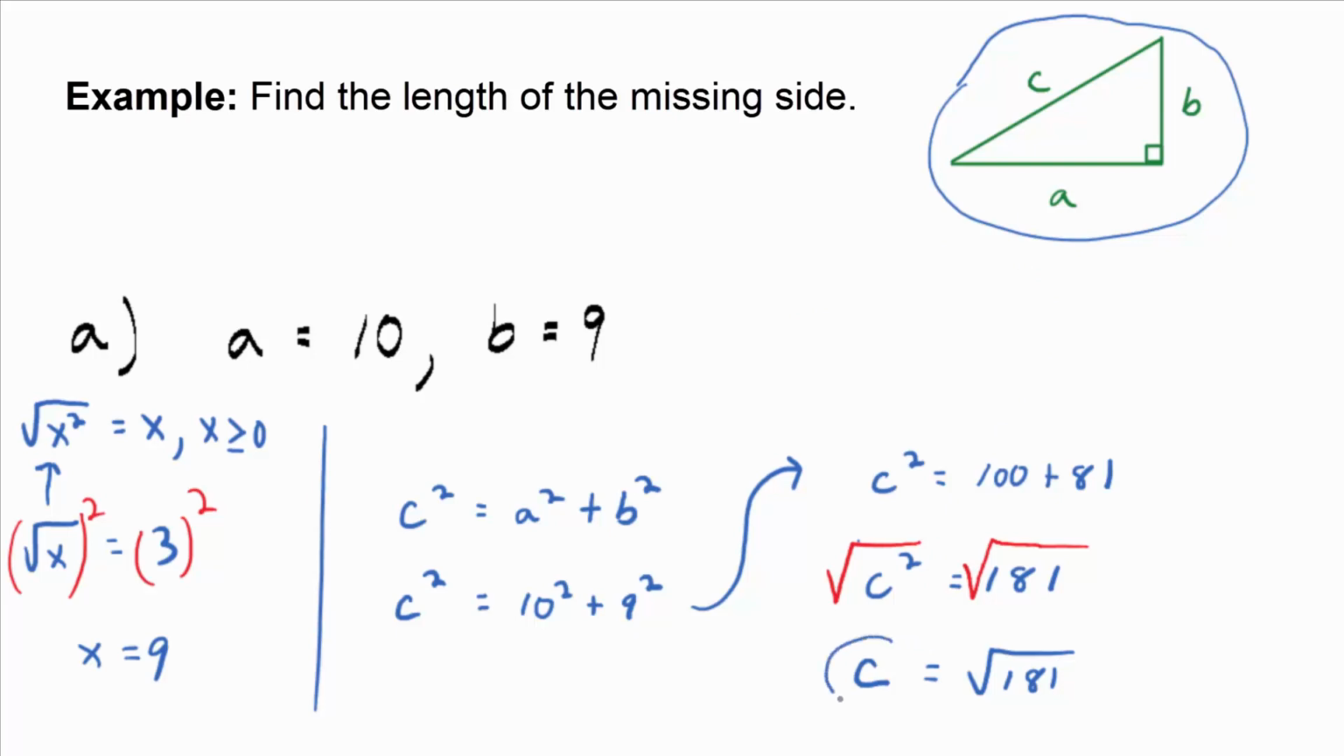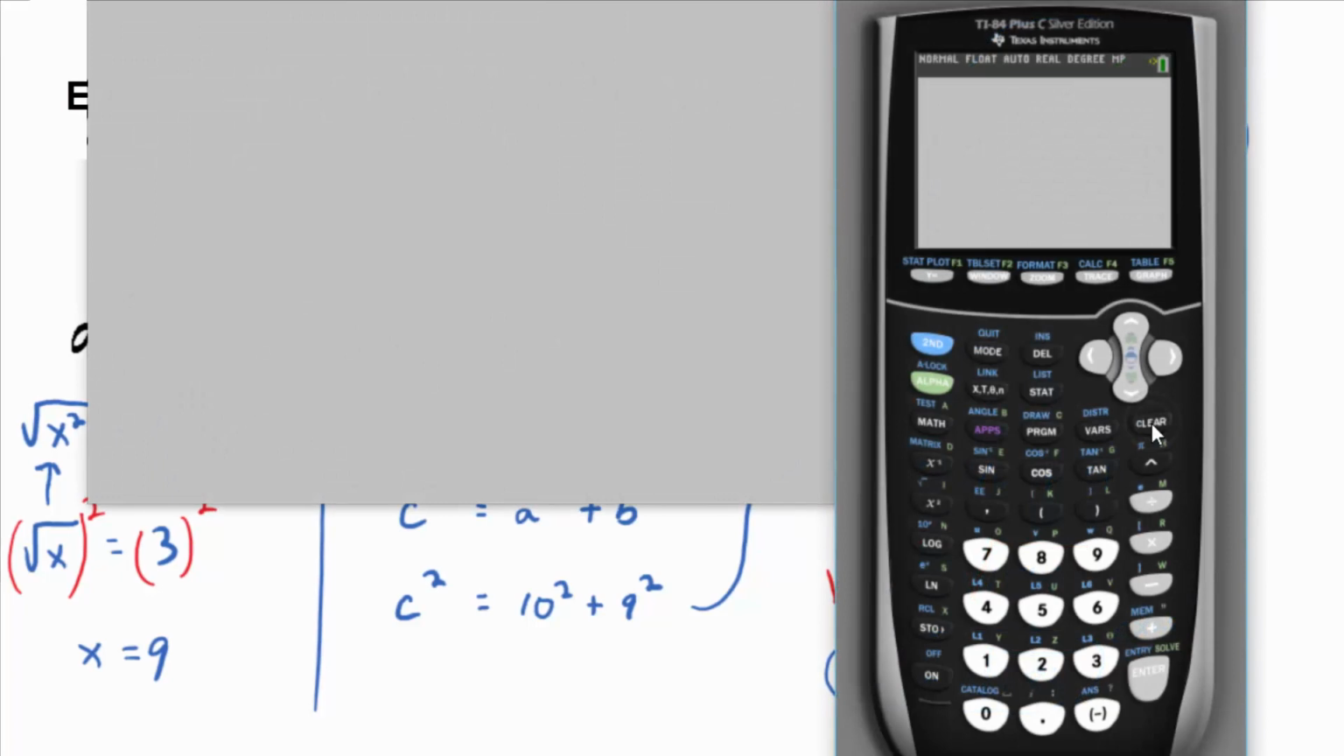This is nice because it's the exact answer. On the test, I'll probably ask you for both the exact answer and a decimal approximation. We could do it right now if you wanted. I was going to do a decimal approximation later, but we can do it right now. Just go second function, x squared, if you have a calculator like this.